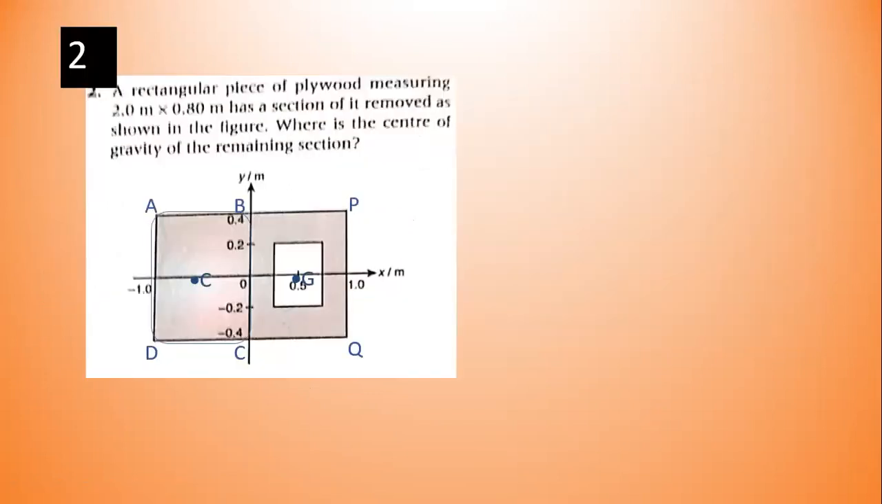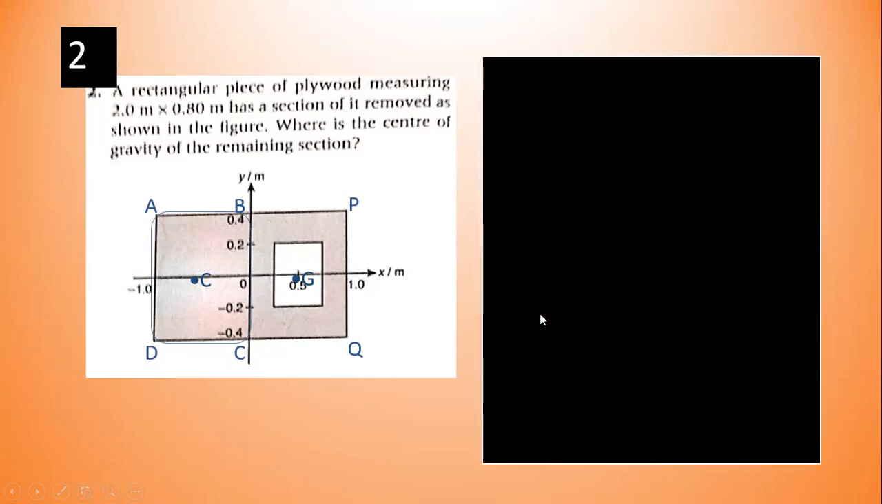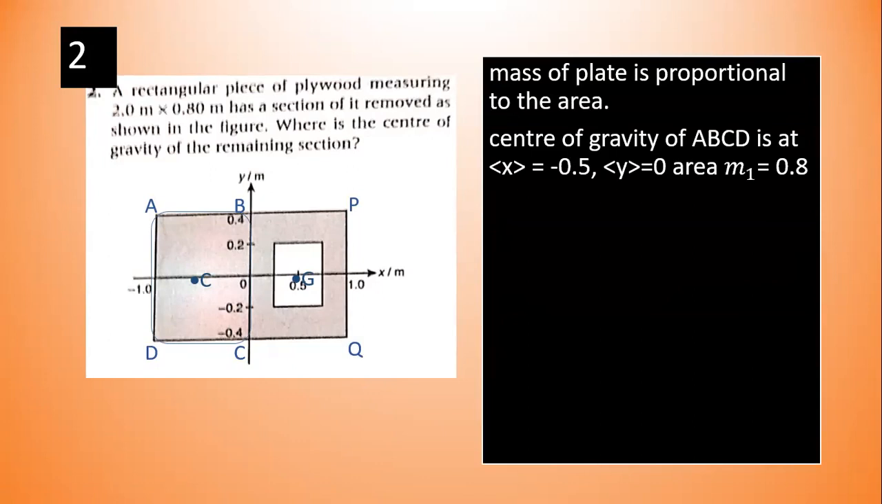How about something slightly more complicated: a rectangular piece of plywood measuring 2 meter by 0.8 meter. This is 0.8, this is 2 meter. That's 1 meter, that's 1 meter. They give you an origin there. The mass of the plate is proportional to the area. Greater area, greater mass. For the center of gravity, we divide into A, B, C, D. Take this part there.